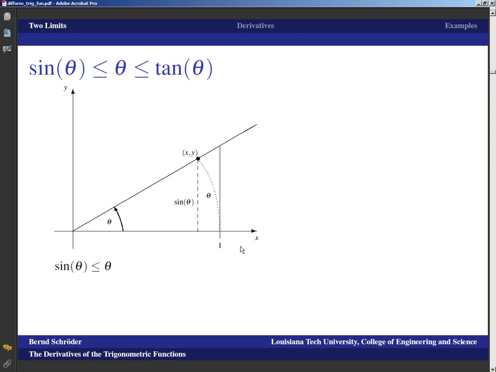How can we get the tangent? Well, the tangent is opposite over adjacent, right? And so now this length is 1, which means this height here is the tangent of theta.